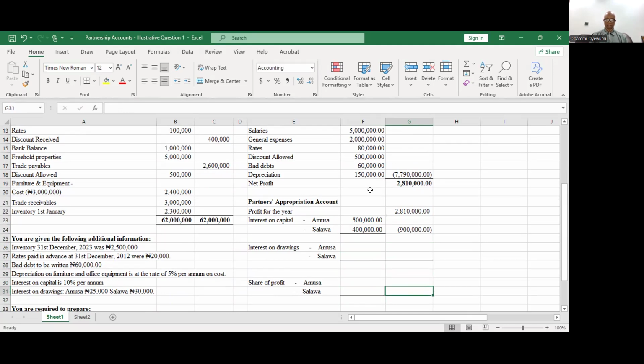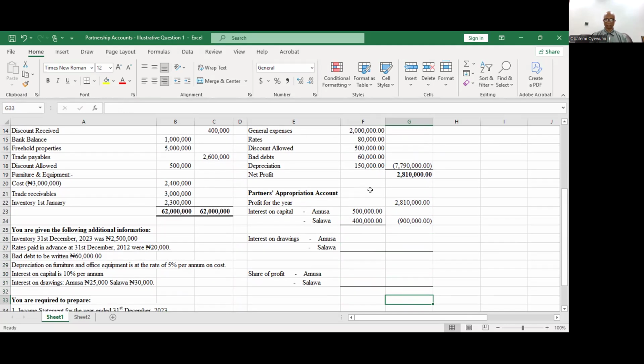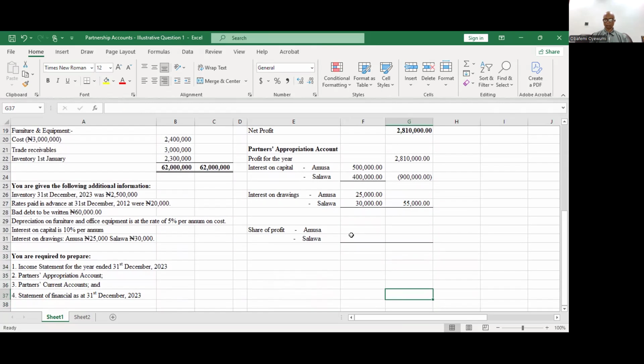All right, so interest on drawings. We'll also be given the figures for interest on drawings. So what do we have? If we look at our additional information, we have interest on drawings there. For Amusa it is 25,000, and for Salawa it is 30,000. So how much do we have? That's 55,000, the addition of the two figures there.